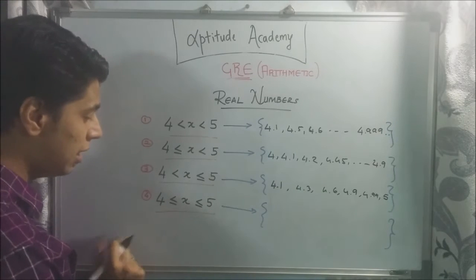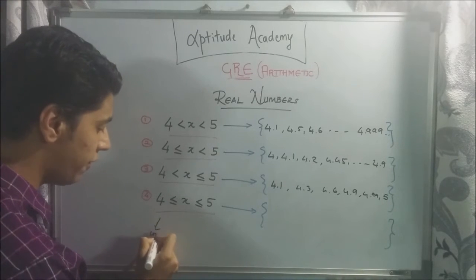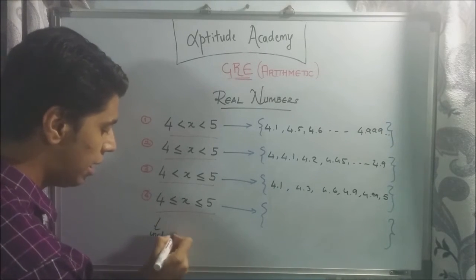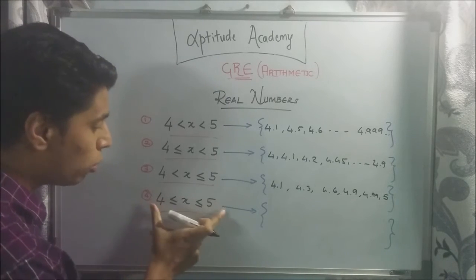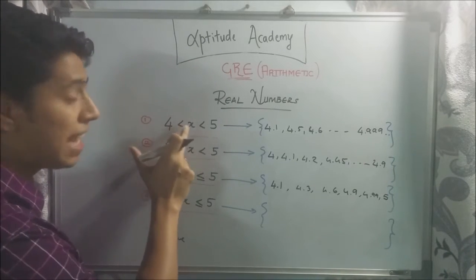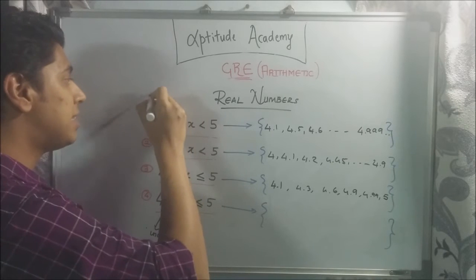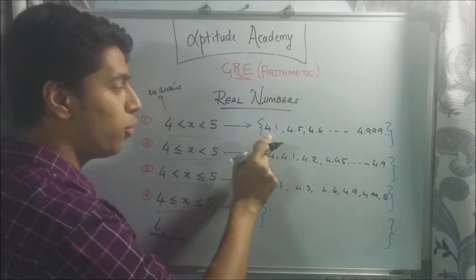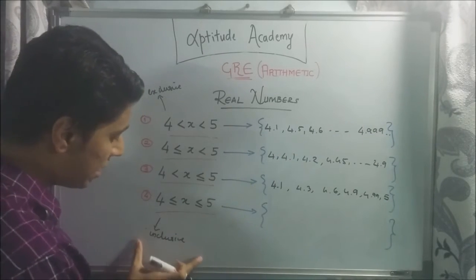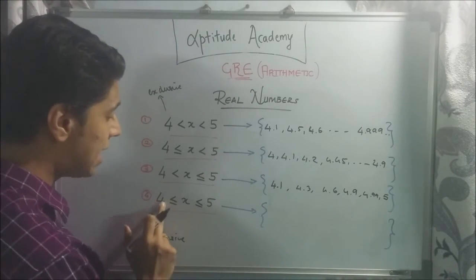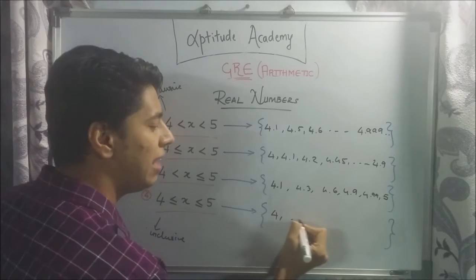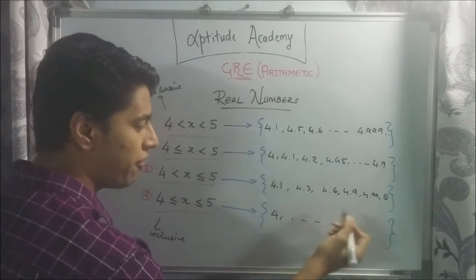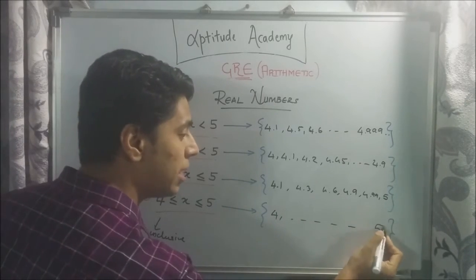Now for your fourth interval, this is known as an inclusive interval. Inclusive because it includes both the boundaries. This is known as an exclusive because it excludes both your boundaries. There's neither 4 nor 5, right? So this one is an inclusive interval and it has 4 and 5. So your 4, anything in the middle, right? 4.5, 4.6, 4.7. The last one is going to be 5.